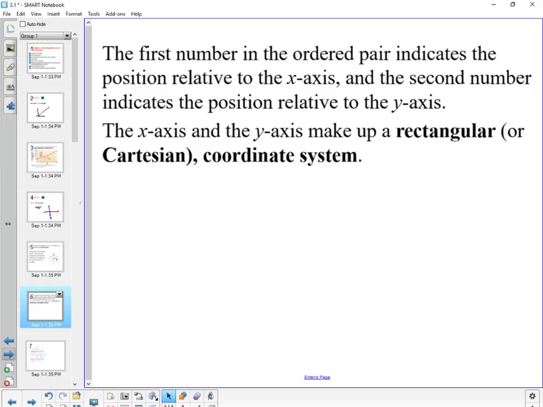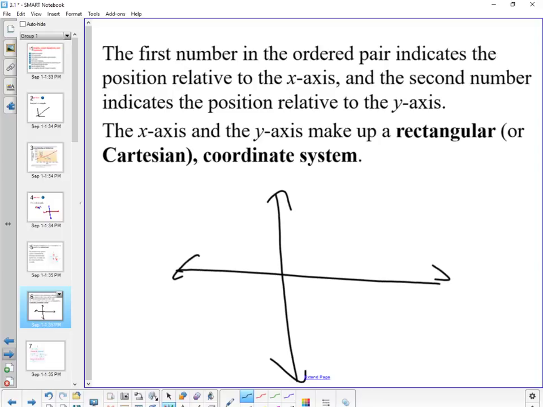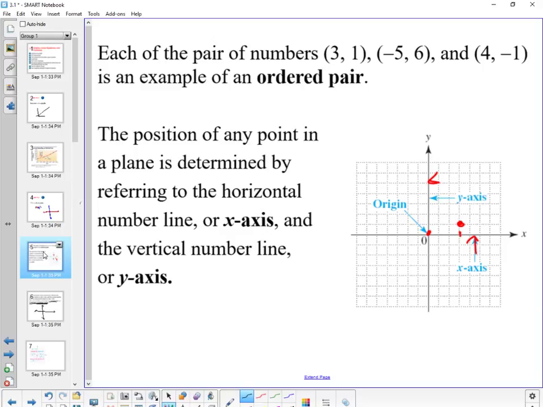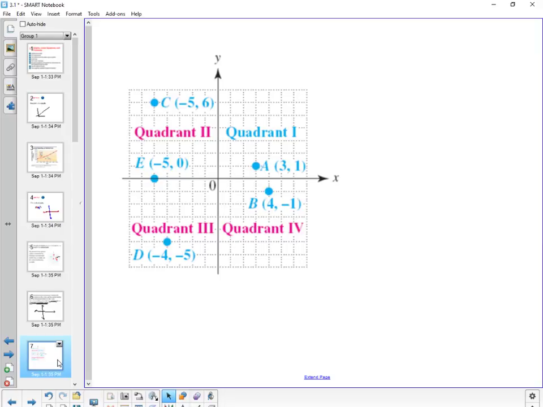And I think I mentioned this before: this is not the graph. This is the Cartesian coordinate system, the rectangular coordinate system, whatever you want to call it, but it's one of those. The graph is like that red point that we put on here. That is the graph. Okay? Moving on.